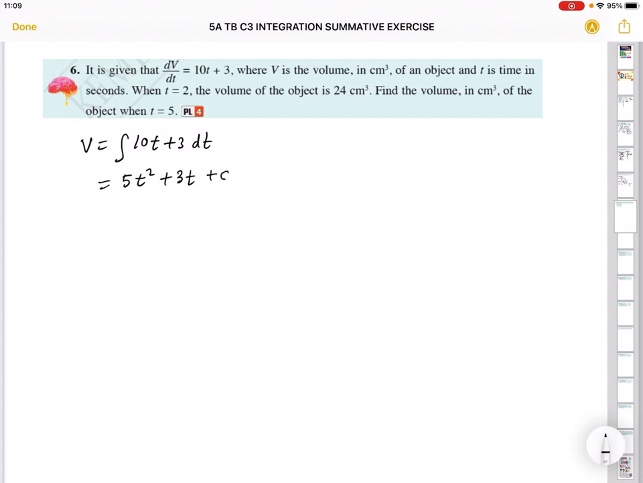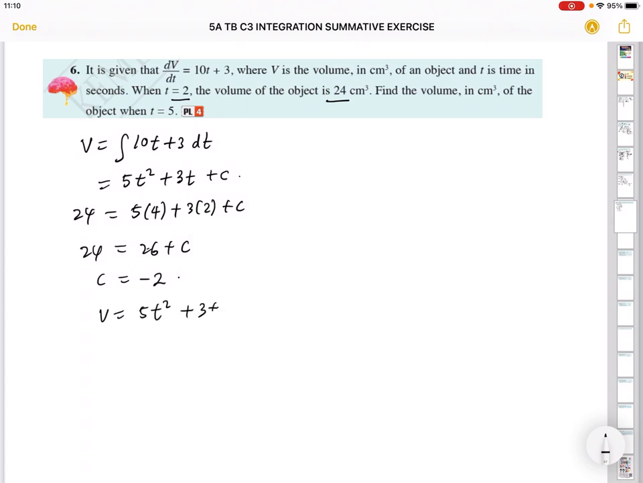And you are given, when t is 2, the volume is 24, so you put 24 here. And 2 squared, I'm going to write 4 here. This is 3 times 2 plus c. So 24 is now 20 plus 6 is 26. My c, 24 minus 26 is -2. So my volume is now given by 5t squared plus 3t minus 2.